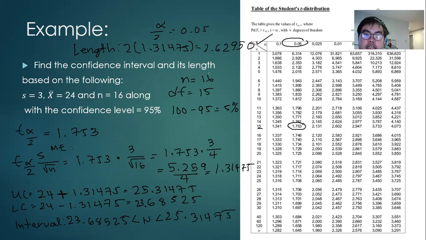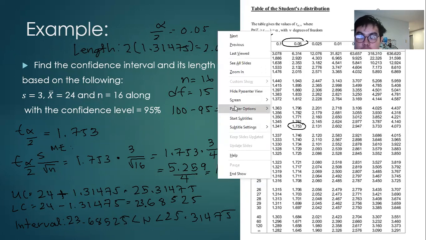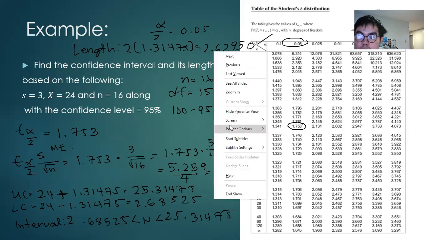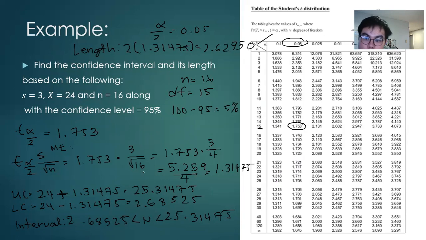Oops, I made a mistake here. This is not 23.68525, it should be 22. Correction: the lower bound is 22.68525. So based on the interval, the lowest value is 22.68525 and the higher value is 25.31475. So here is the correct interval and here is the length.